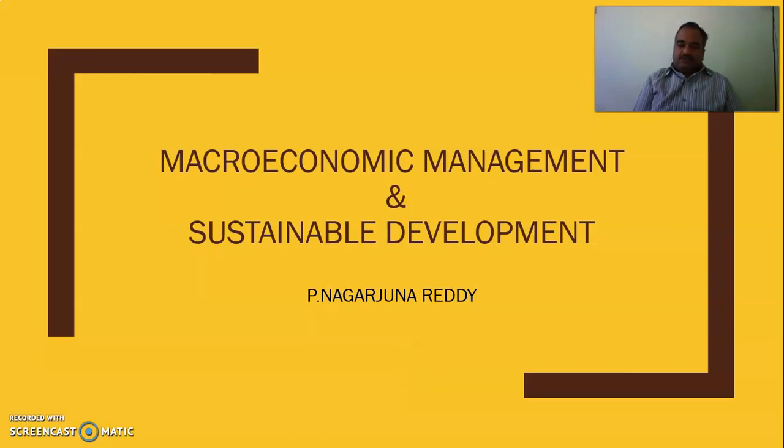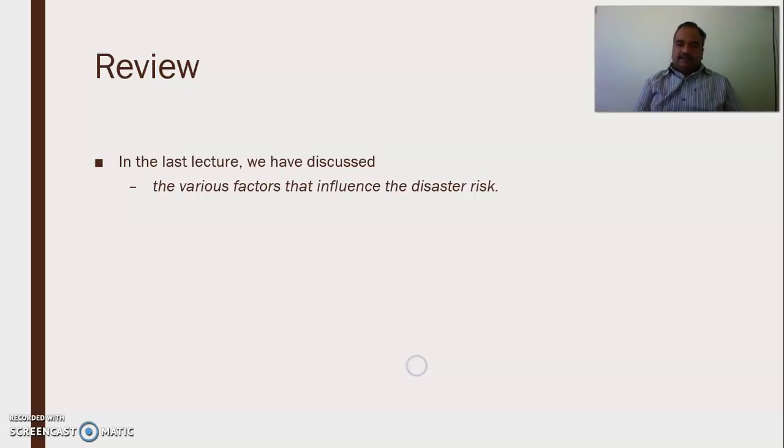Welcome back to our topic of macroeconomic management and sustainable development. In the last class, we discussed the various factors which influence disaster risk, namely the hazards, the vulnerabilities, and the exposures. We have seen different types of vulnerabilities and what factors should be considered in evaluating the disaster risk. We have seen the social and economic vulnerabilities and the factors associated with them.